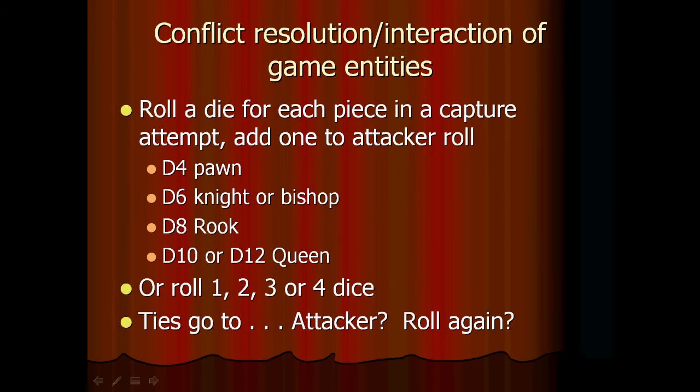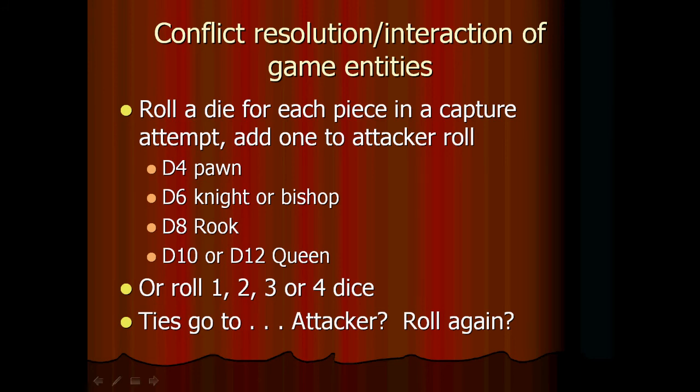Conflict resolution. Well, the obvious thing is to add dice. And you could have Dungeons and Dragons style dice where a pawn's a d4, a knight or a bishop's a d6, rook's a d8, and so on. You'd have to decide what the king was. And when somebody attacked, both sides would roll a die. The attacker would add 1, or possibly even 2, and there'd be a comparison. And the higher would win. So the defender could win and kill the attacker.